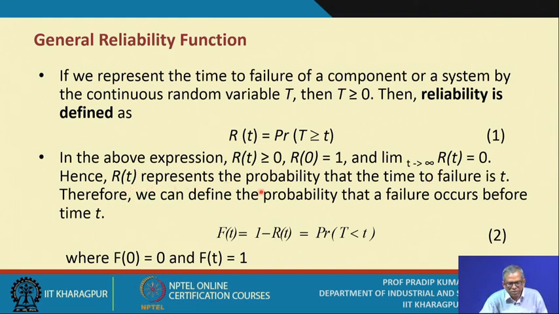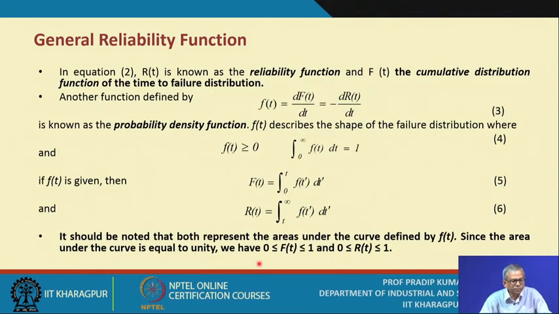Hence R(t) represents the probability that the time to failure is greater than t. Therefore we can define the probability that a failure occurs before time t. So what is F(t)? F(t) is 1 minus R(t), which is obvious. So it is the probability that the failure occurs before t, suppose between 0 and t, less than t. Where F(0) is 0, that means it has not failed at time t equals 0. But at time t, it has failed. That's why it is 1. Is it clear? That means there is a definite conclusion.